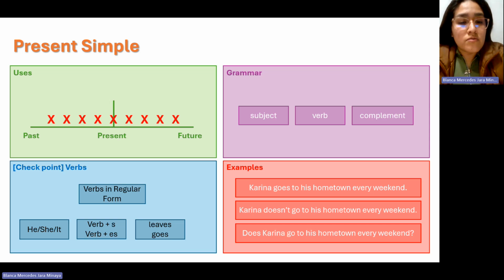And now I'm going to do some examples. Karina goes to her hometown every weekend. It's a habit. And in this case, the pronoun is she, so we use go and we add es. For the negative form, the example is Karina doesn't go to her hometown every weekend. And in the interrogative form, does Karina go to her hometown every weekend?